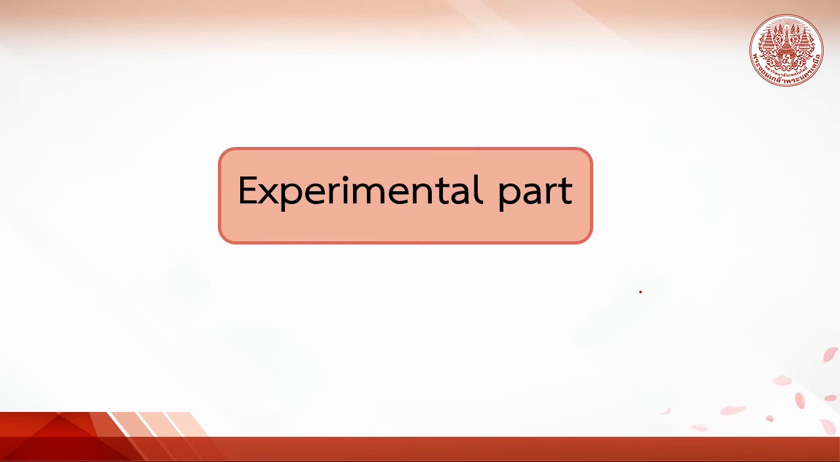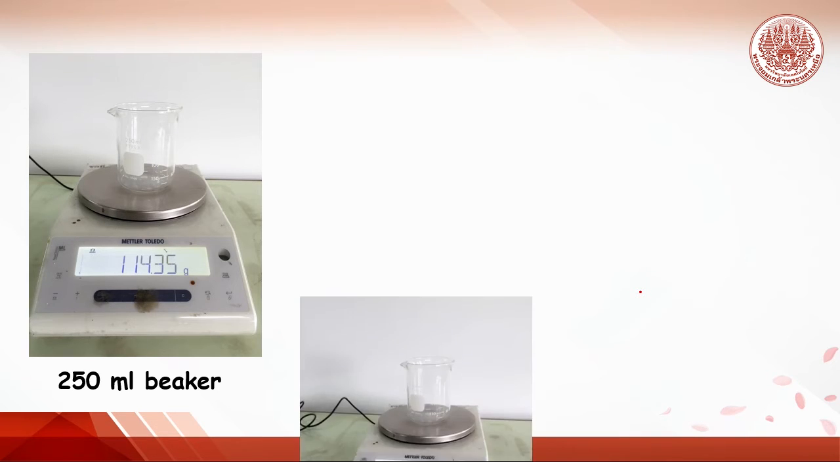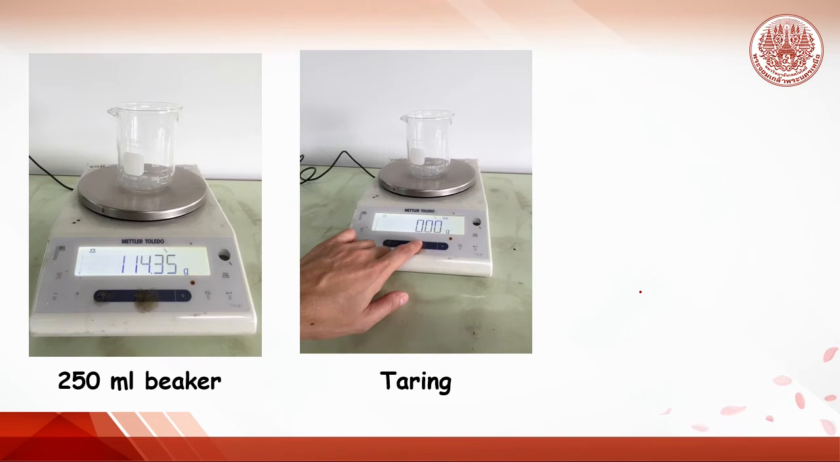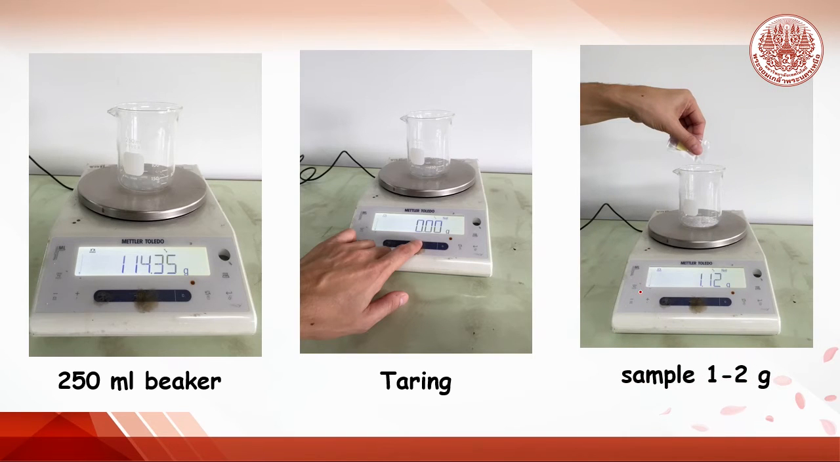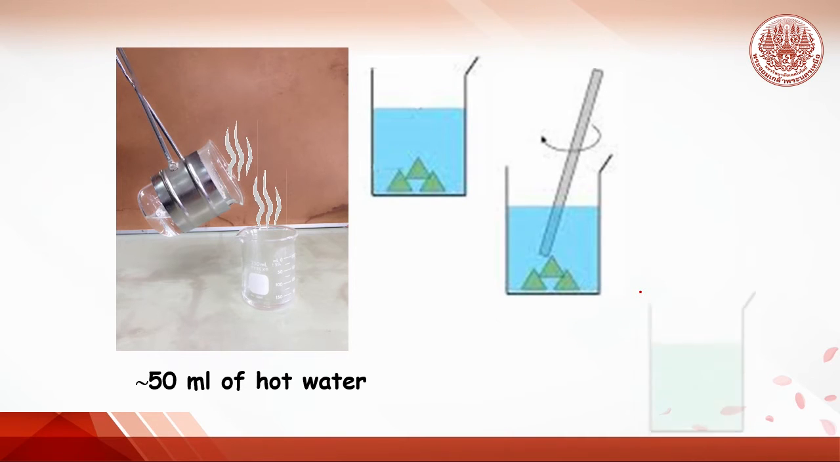Now, we will start step by step. First, place a 250 ml beaker on the balance pan. Push the tare button to zero the beaker. An unknown sample is added, about 1 to 2 grams, and record the exact weight. Then 50 ml of hot water is added into the beaker containing the sample. Stir to dissolve the sample until a clear solution is obtained.